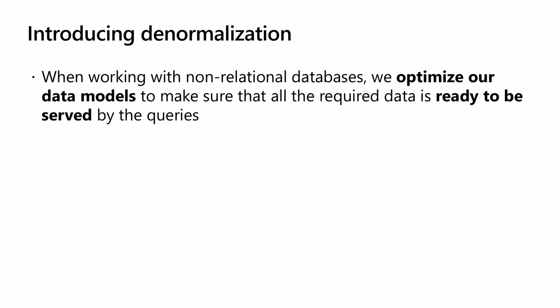Okay? So whenever you are working with non-relational databases, usually you optimize your data models to make sure that all the data you need to return is ready to be served. Okay? In our example, whenever I return a product, I also need to return the category name. I also need to return the names of the tags. So I'm going to make sure that this is ready to be read whenever I'm querying my database.